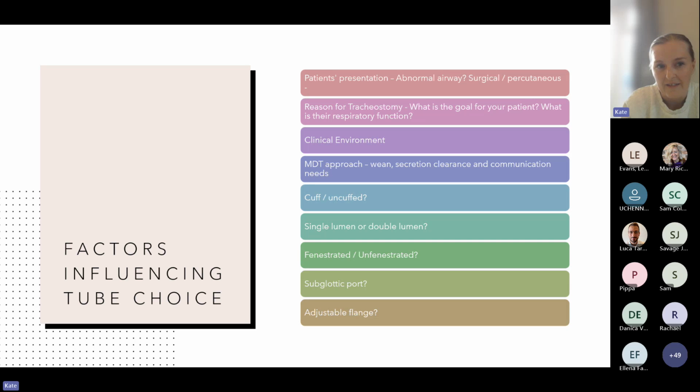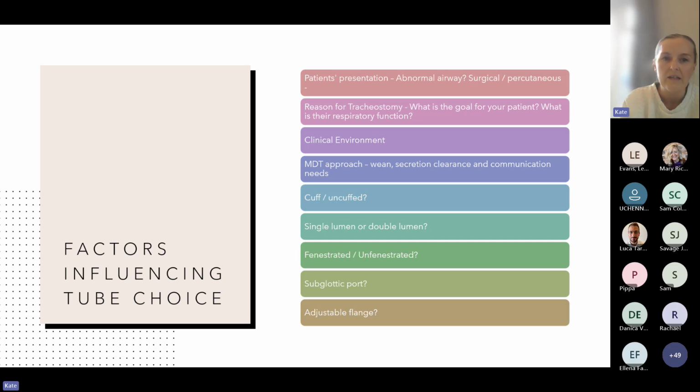So other factors that influence tube choice, we're going to go through each of these factors in slightly more detail, so I'm not going to go through them now, but ideally we want a tube that allows for optimal ventilation, suctioning, communication and weaning, with the overall outcome being for decannulation. I say we, I work in critical care, so that's what our aims are. Other environments have different aims, different goals, and may choose tracheostomies for different reasons. But that's what we look for when we're looking for tracheostomies within the intensive care unit for the majority of the time.